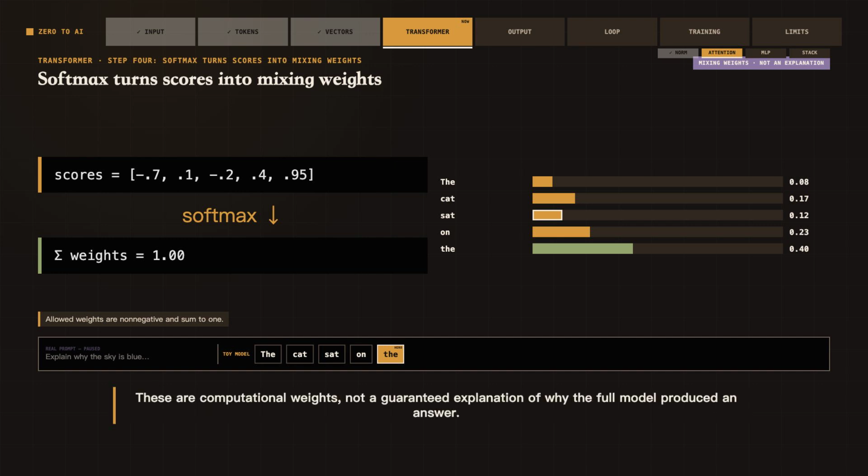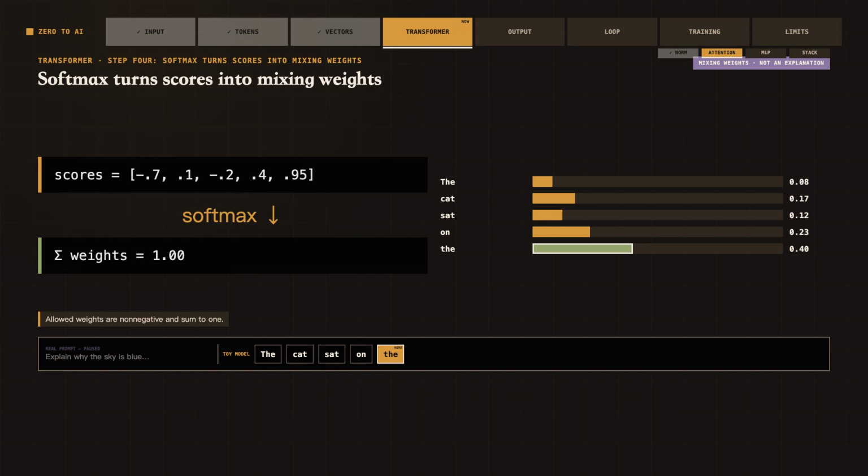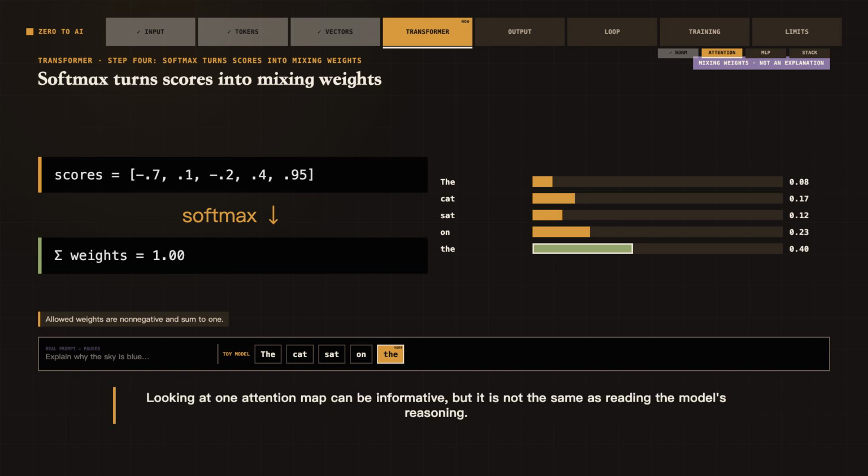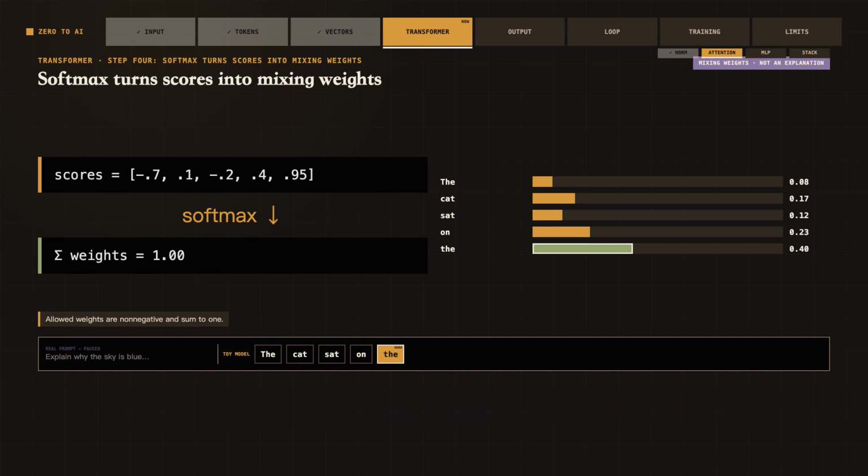These are computational weights, not a guaranteed explanation of why the full model produced an answer. The final output depends on values, output projections, residual paths, MLPs, many layers, and the decoding process. Looking at one attention map can be informative, but it is not the same as reading the model's reasoning.